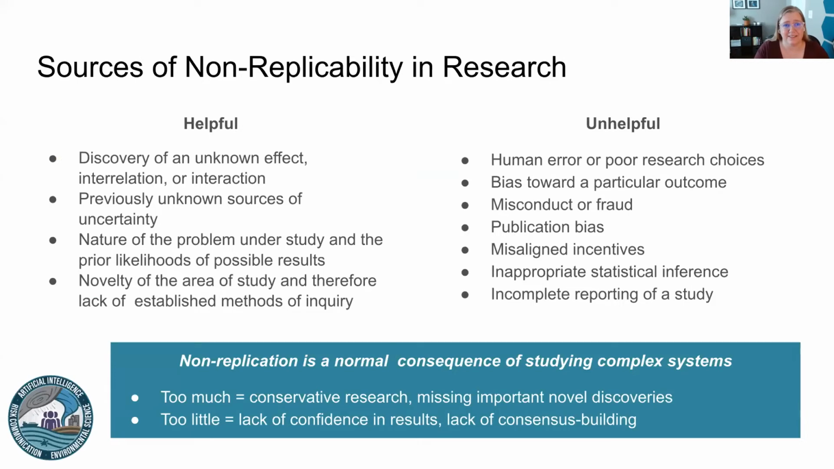As I mentioned, non-replicability could actually be a good thing. The report has taken the reasons for non-replicability and split them into helpful and unhelpful. For helpful, we can consider not being able to replicate somebody's study as maybe a discovery of an effect or interrelation or a source of uncertainty that we didn't know about. Those are all actually good things.